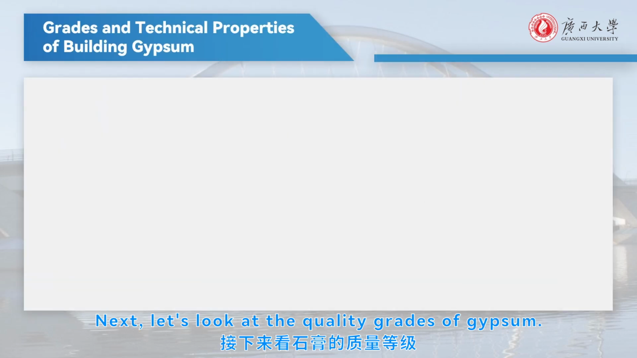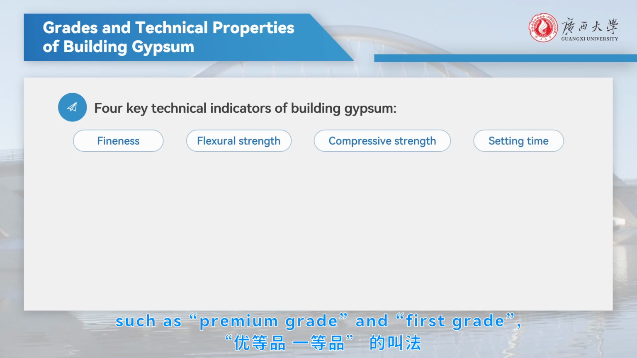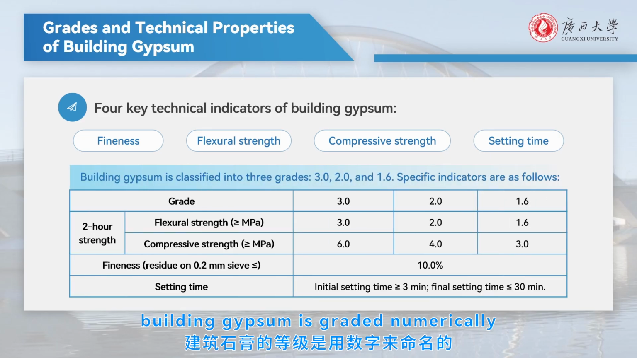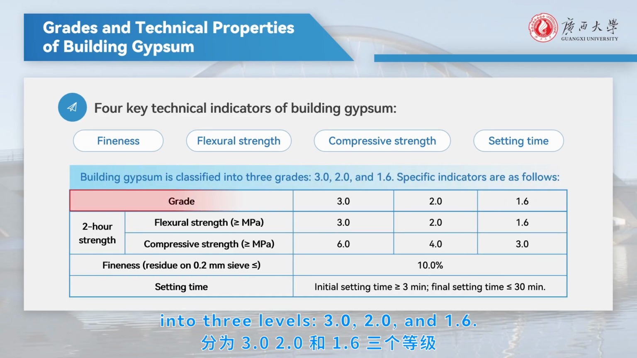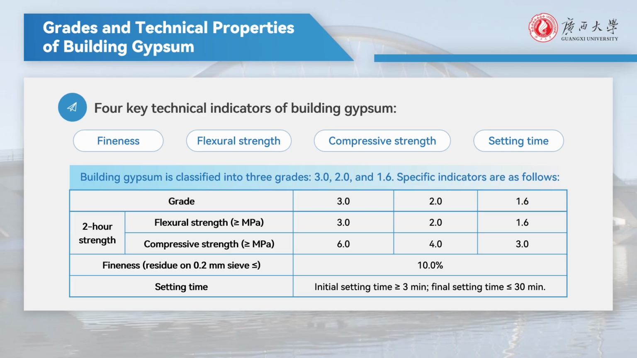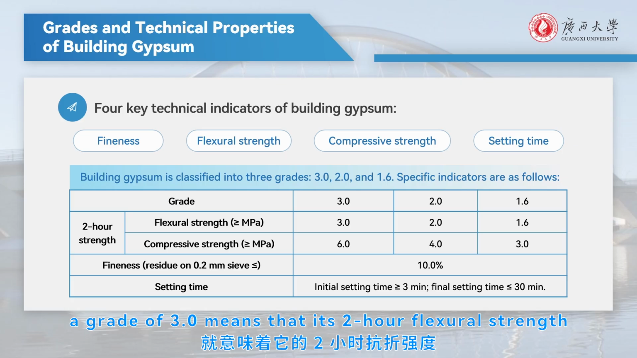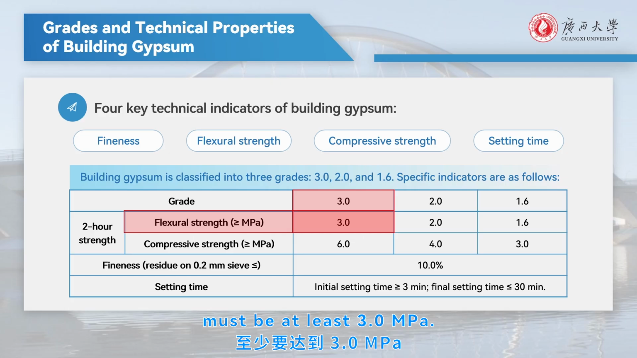Next, let's look at the quality grades of gypsum. Unlike lime, which is classified using terms such as premium grade and first grade, building gypsum is graded numerically into 3 levels: 3.0, 2.0, and 1.6. What do these numbers represent? Remember, they directly correspond to the 2-hour flexural strength of gypsum, measured in megapascals. For example, a grade of 3.0 means that its 2-hour flexural strength must be at least 3.0 megapascals.